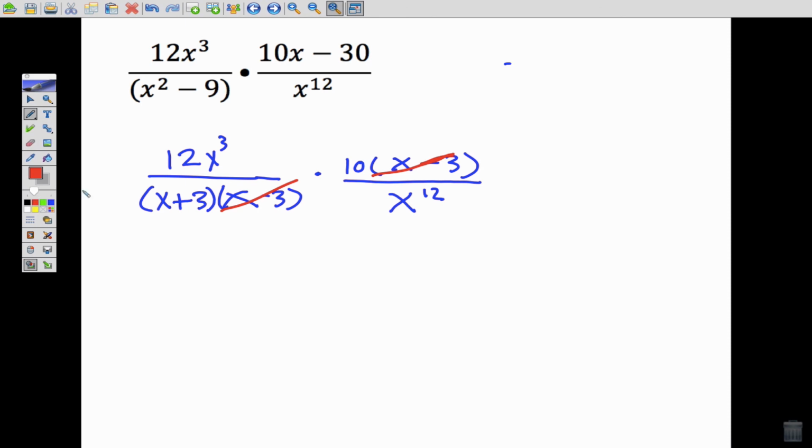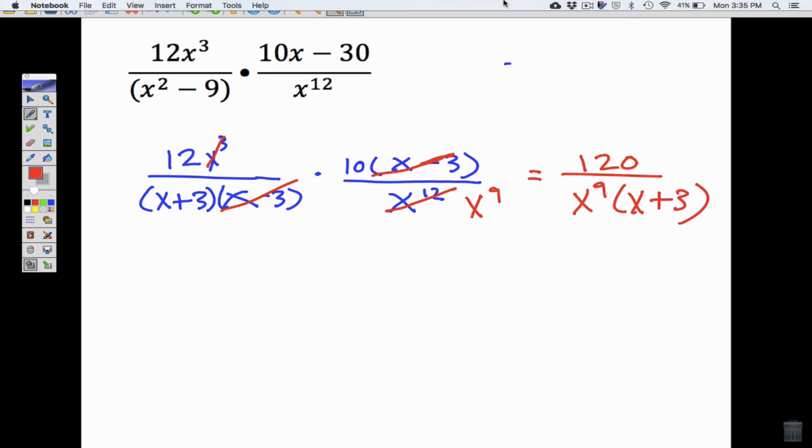All right, and then we can still look diagonally across and see, okay, these 3 x's will cancel with 3 of these, leaving x to the 9th. And now I have 12 times 10, or 120, over this times this, so x to the 9th times x plus 3. And I get the same answer. I just simplified before multiplying the top numerator and the bottom denominator.